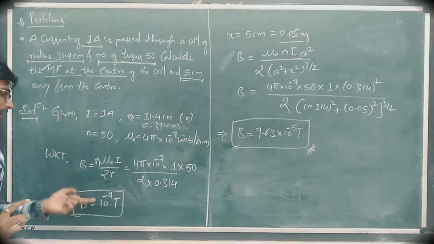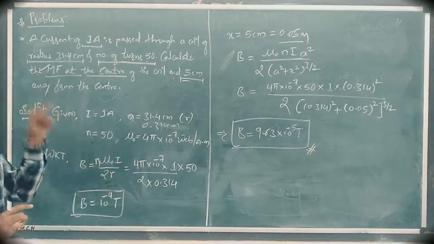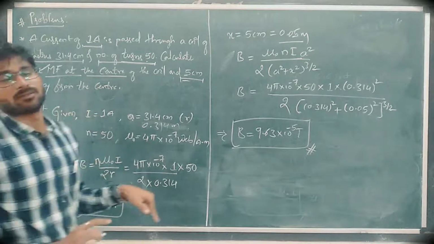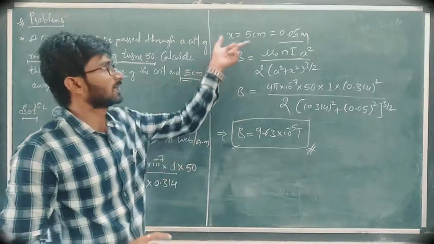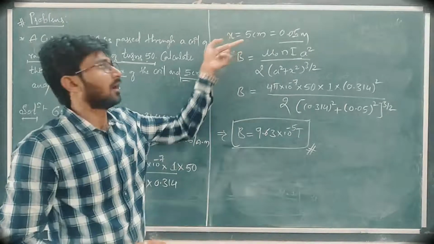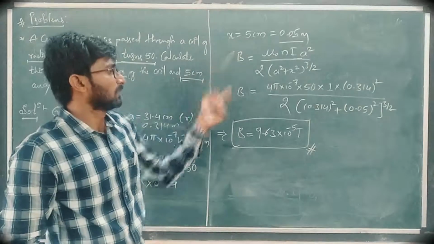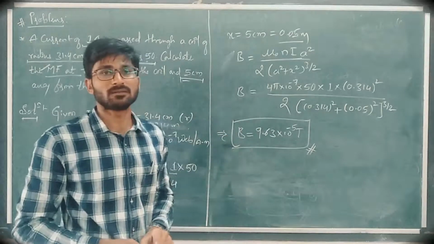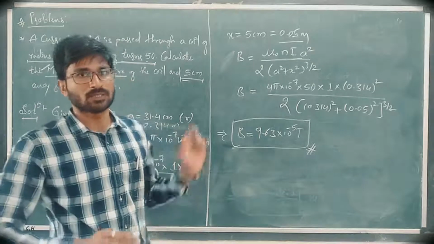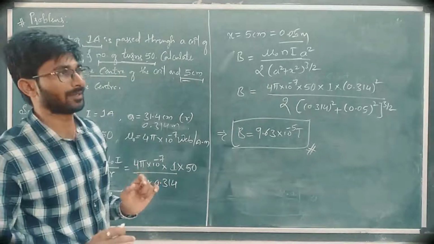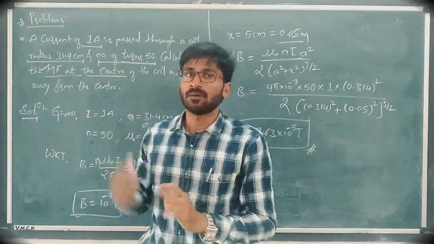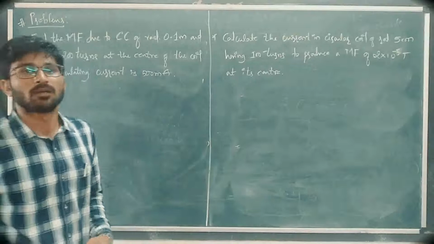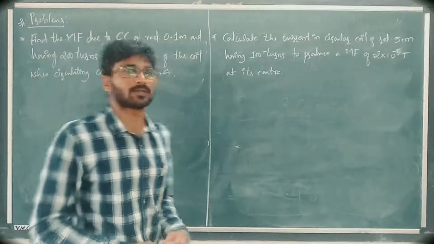Even if we take the magnetic field 5 centimeter away from the center, that is x is 5 centimeter, at that point the magnetic field is 9.63 into 10 to the power minus 5 Tesla. This is how we are going to solve the examples related to this concept. Okay, thank you. We'll go with the next example.